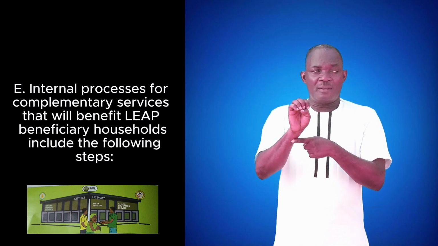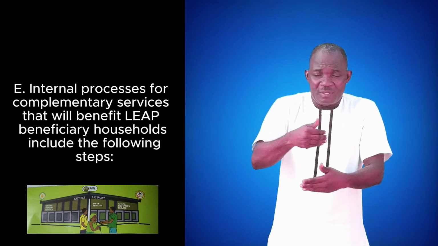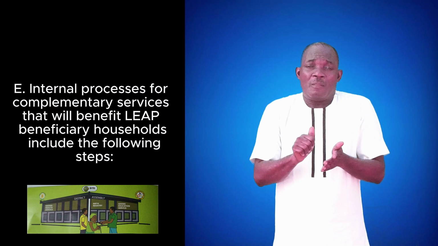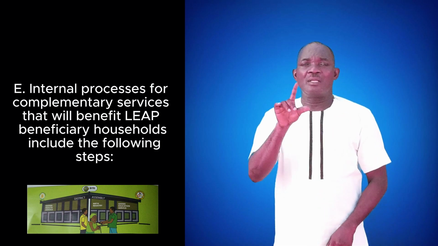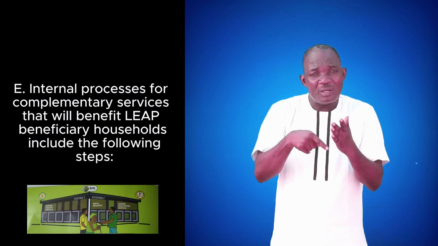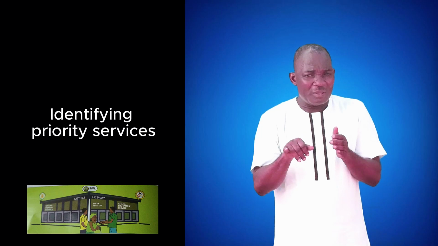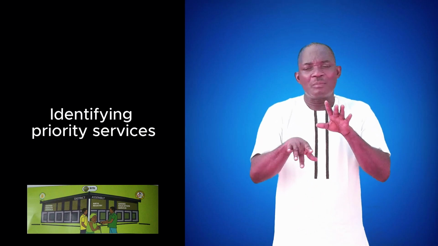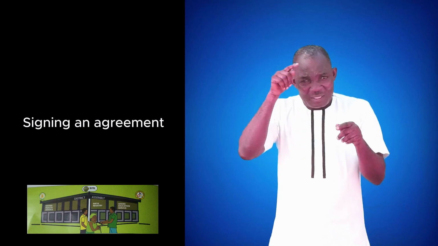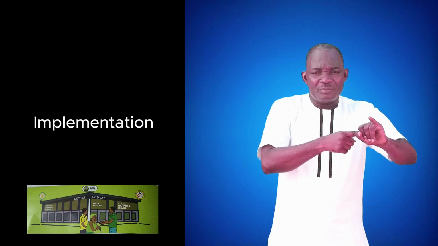E. Internal processes for complementary services that will benefit LEAP beneficiary households include the following steps: identifying priority services, signing an agreement, implementation, monitoring.